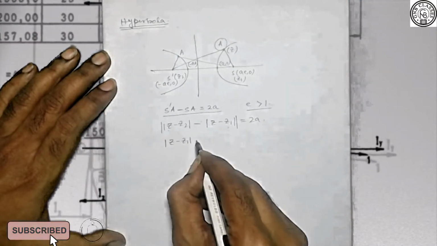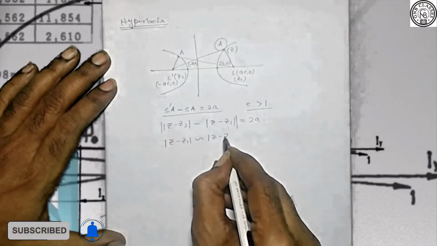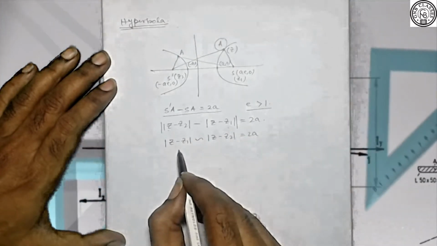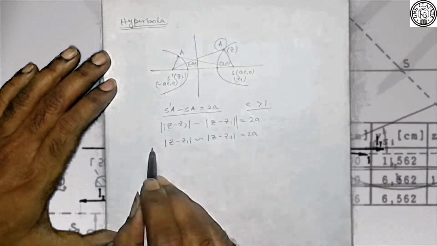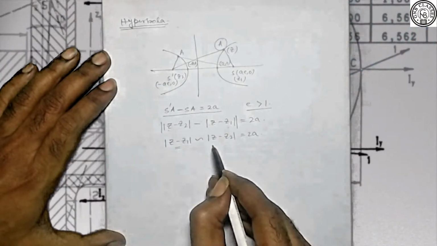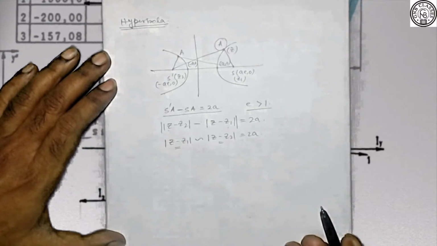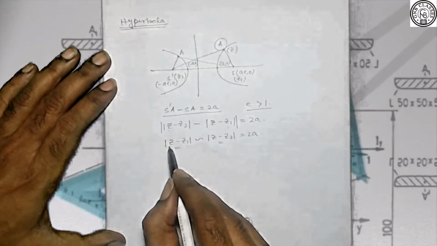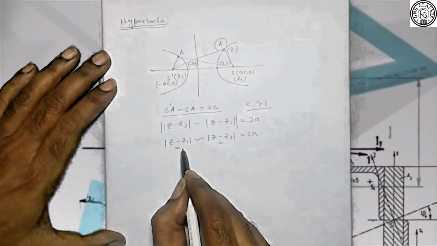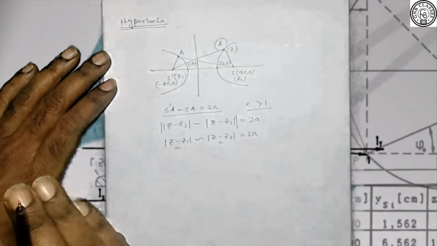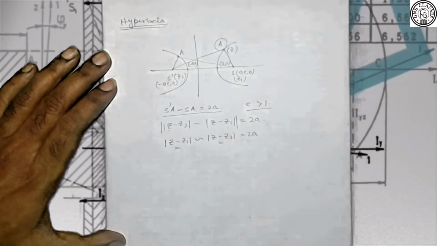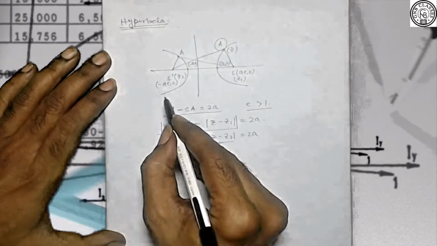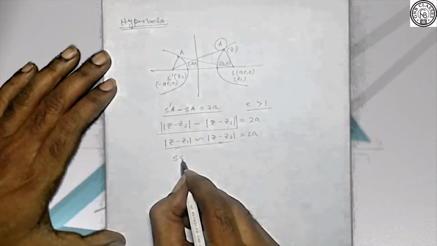Mod of Z minus Z1 tilt mod of Z minus Z2 equals twice A. Tilt means always subtract the smaller one from the higher one. According to the position of A, mod of Z minus Z1 may be higher than mod of Z minus Z2 or the other way round. So our prime motto is to make this difference between the distances positive. Is it clear? So that is why either you can write it this way or you can write it this way.